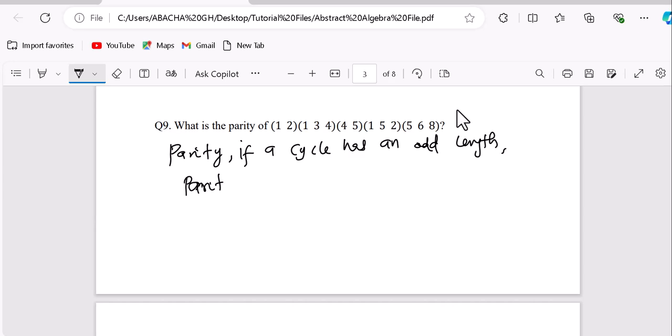Parity is equals to, if it is odd, -1. So this one odd and this one even. If the length is odd, the parity is -1, and if the length is even, then the parity is +1.